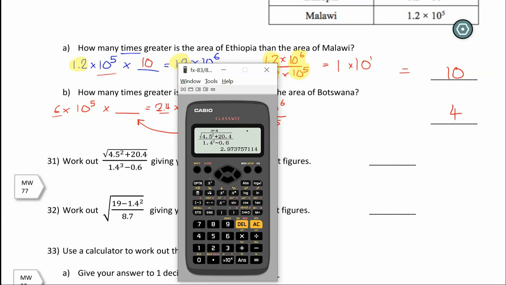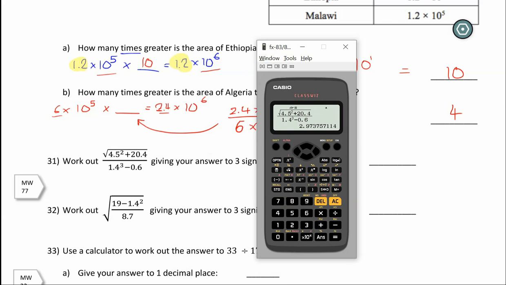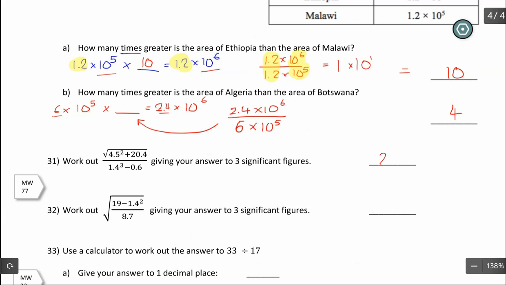So the answer is 2.9737, blah, blah, blah, but it only wants it to 3 significant figures. So the first one is 2, the second one is 9, the third one is 7. Should it stay a 7 or become an 8? It should stay a 7, so 2.97.